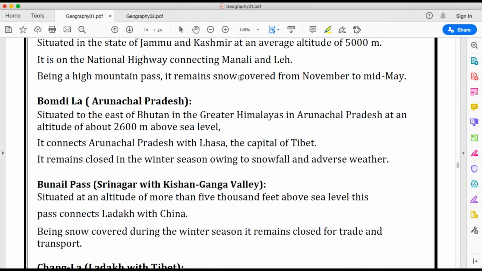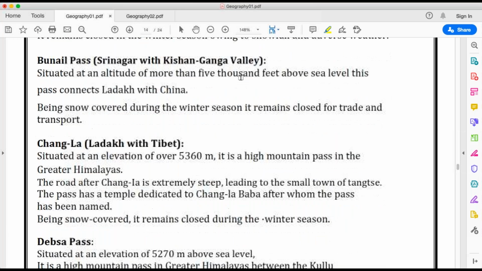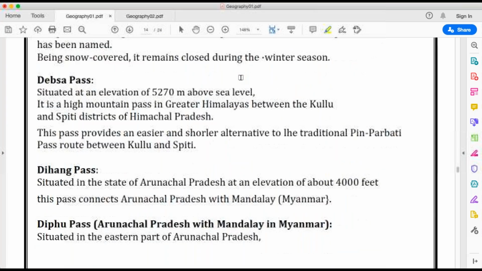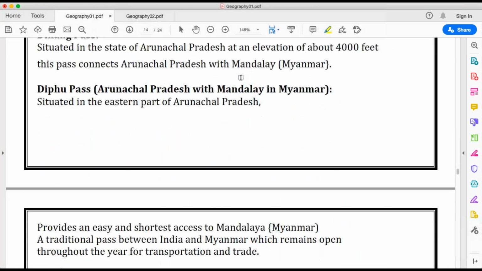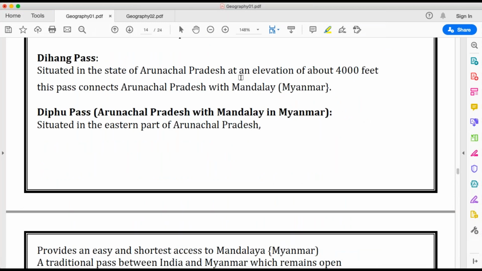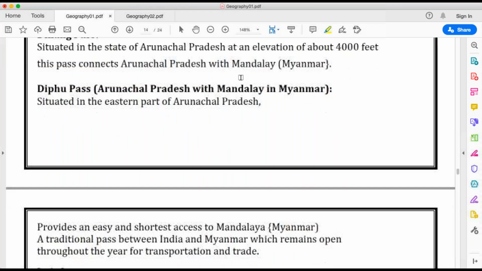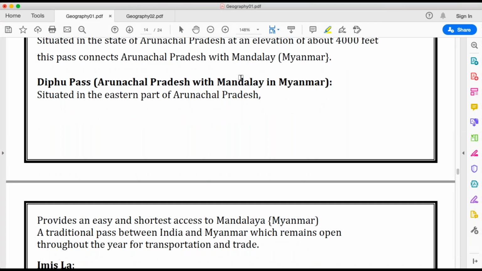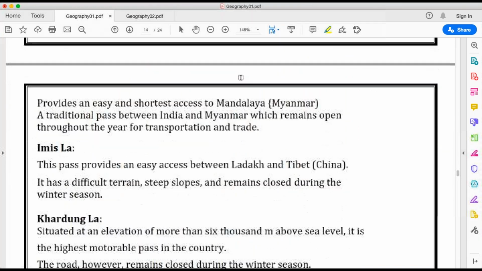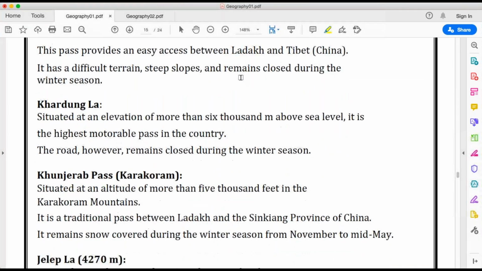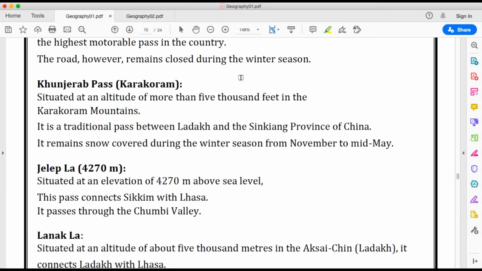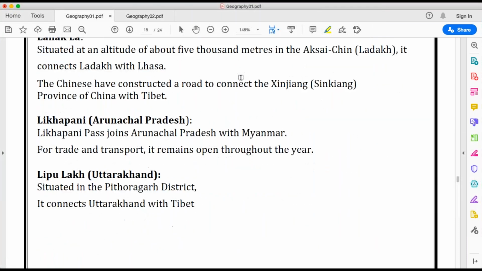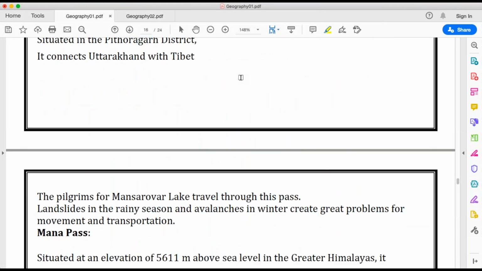Same with all these: Bomdila, Bum La, Changla, Dipsa Pass, Dihang Pass, Diphu Pass, everything same. Just remember the name and what it connects. Do not waste your time in remembering the elevation. Mana, Khardung La, Jelep La, Lanak La, all these you could just skip. Just remember the names and what they connect.